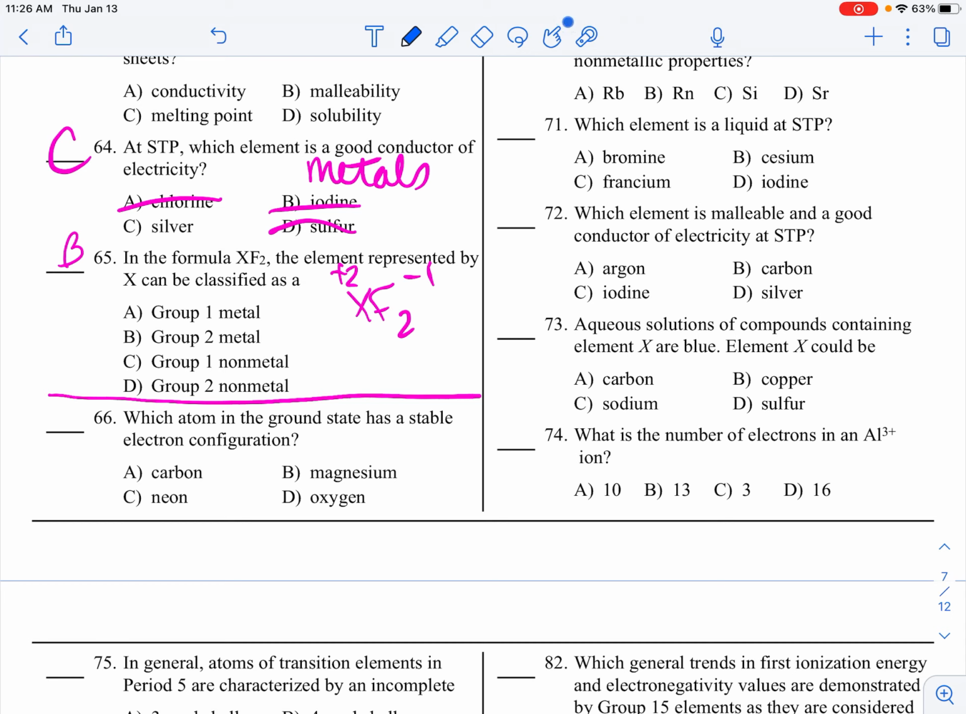Which atom in the ground state has a stable electron configuration? So stable, this is code for noble gas, which is that.